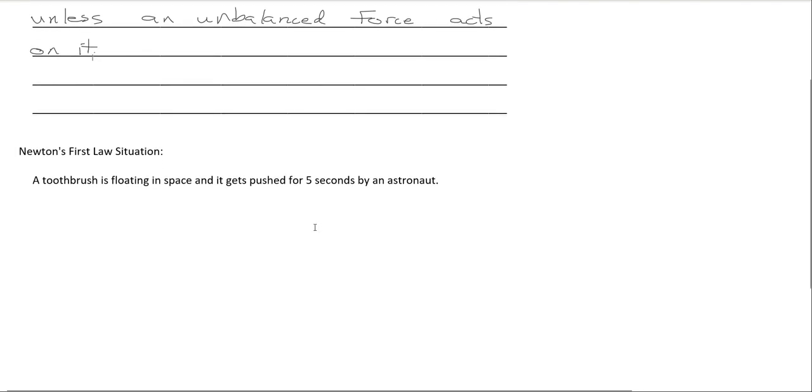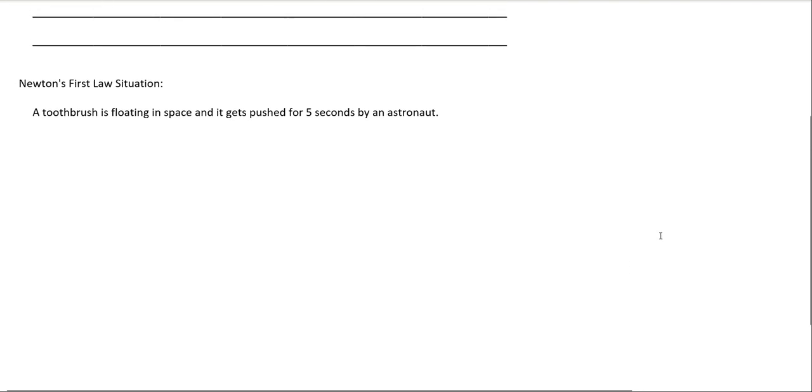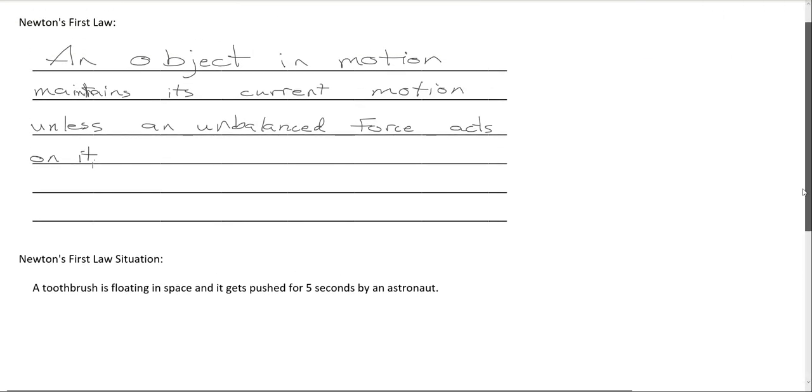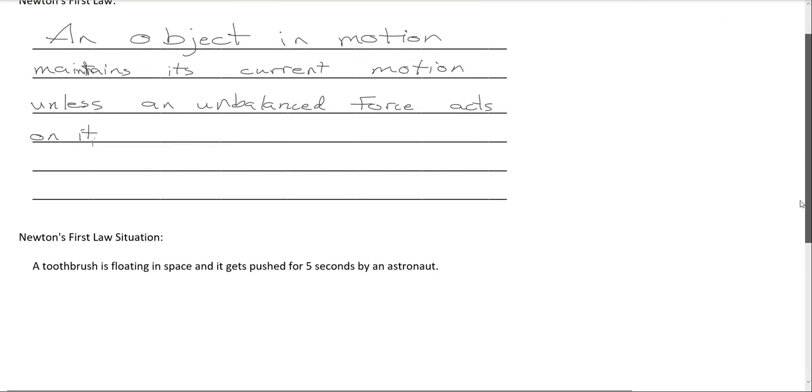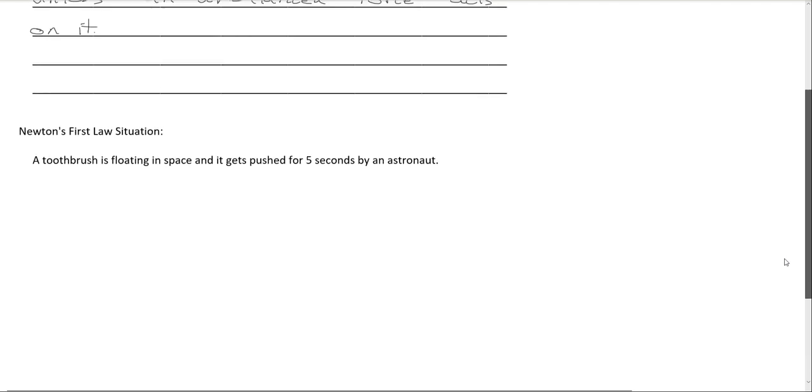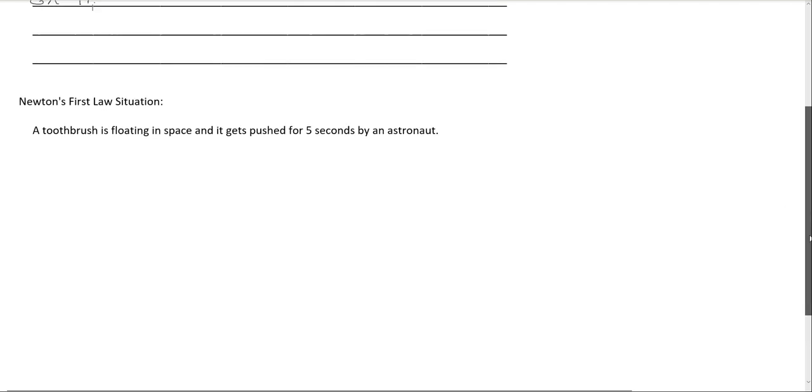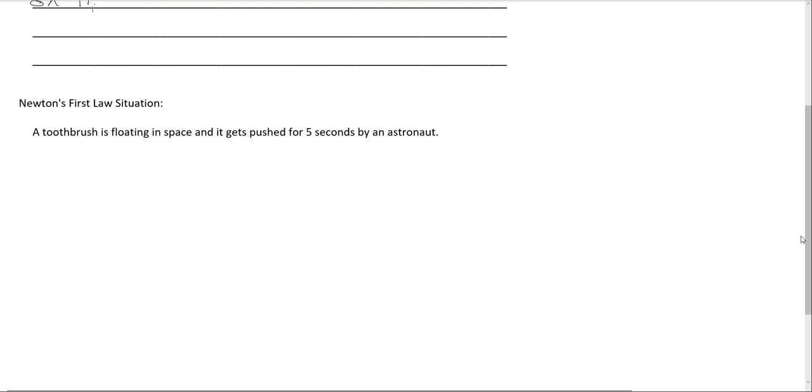Let's take a look at what sort of thing is happening with our Newton's first law situation. A toothbrush is floating in space and it gets pushed for 5 seconds by an astronaut. Where did that come from? Well, I just made up a situation that I think might be able to demonstrate Newton's first law. Newton's first law here is about an object maintaining its current motion unless there's an unbalanced force on it. So let's consider the situation. I made up a situation about a toothbrush in space and I said, hey, an astronaut will push it.